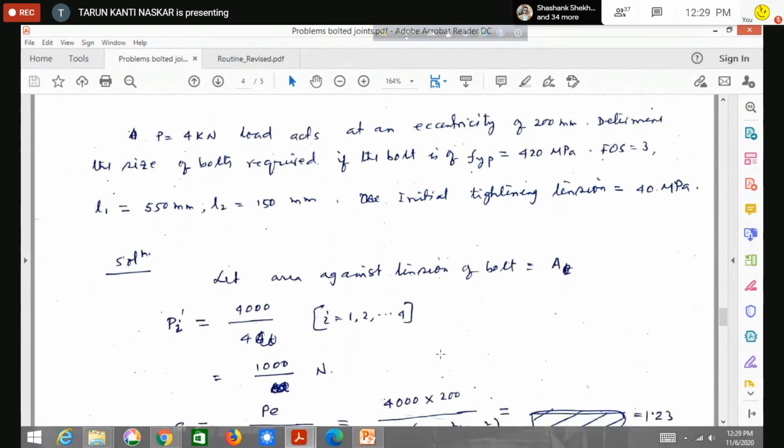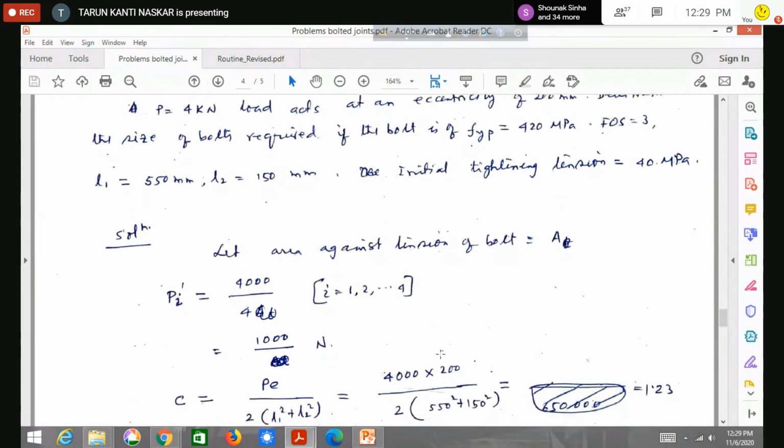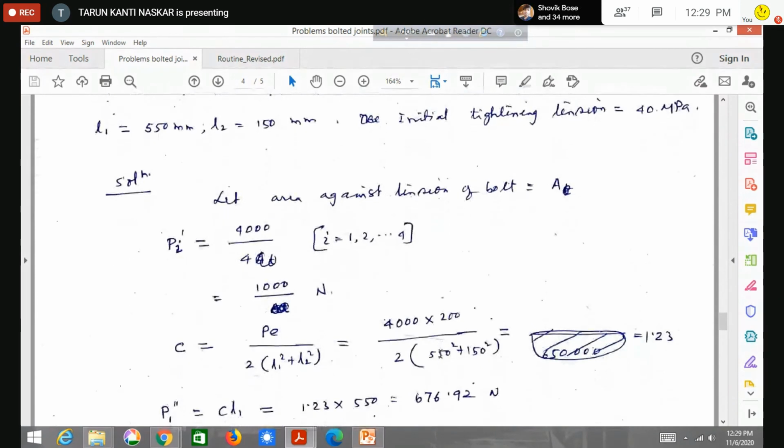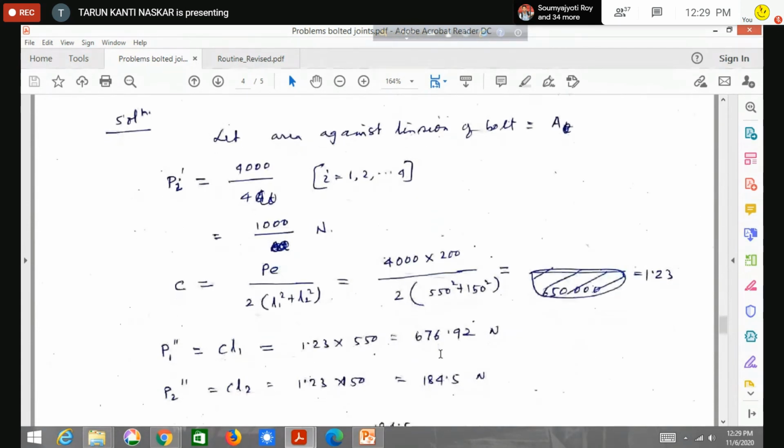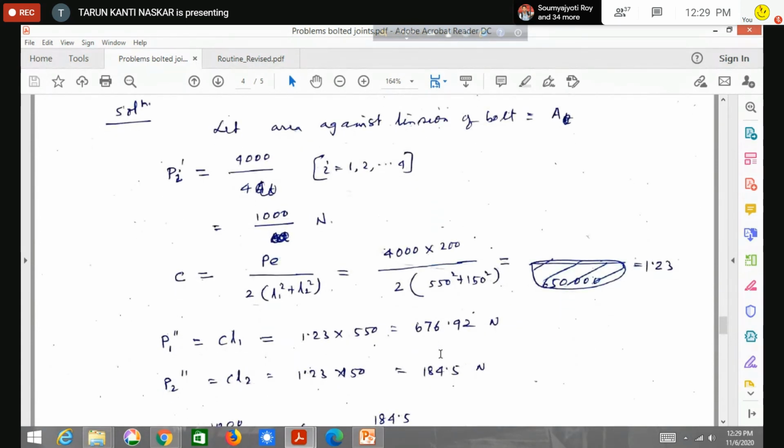If the bolt is of Fy equal to this, Fy is equal to T, L1, L2 given, initial tightening tension for 40 MPa. So the solution is: let the area against tension of the bolt be A, then Pi equal to 4000 by 4, Pi dash. That means the first shear forces, primary shear forces. Pi means i equal to 1, 2, 3, 4, etc. So it is 1000 Newton.